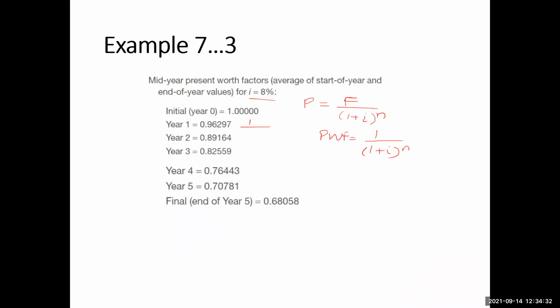So it will be 1 over (1 plus 0.08) to the power 0.5, since 8% is 0.08. If you calculate 1.08 to the power 0.5, you will get this answer. Similarly, this value will be 1 over 1.08 to the power, what will be that value?